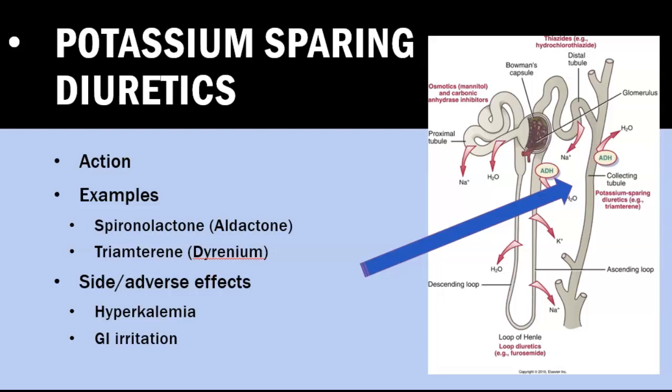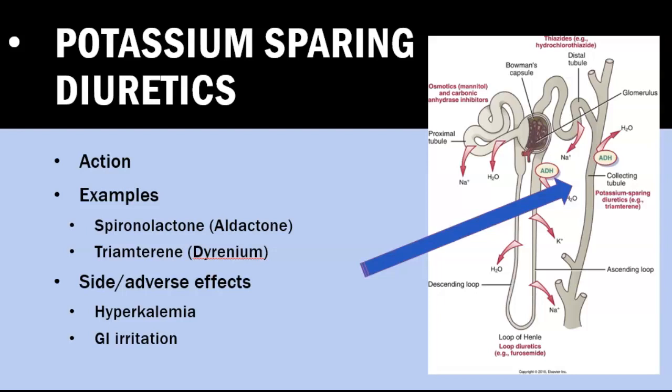So this is kind of the opposite of your thiazide and loop diuretics, because with the loop and the thiazide, you have the risk of hypokalemia, getting rid of too much potassium. But for this one, you have the side effect of keeping too much potassium because it's potassium sparing. So you can run into hyperkalemia. Some examples will be spironolactone or Aldactone and triamterene or Dyrenium.